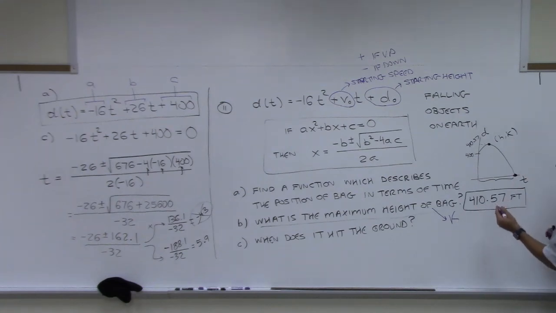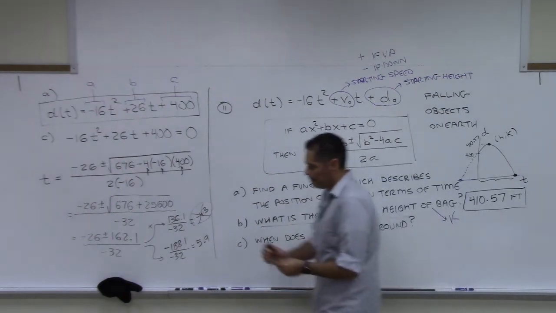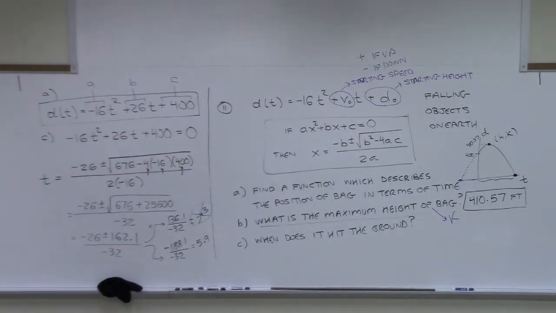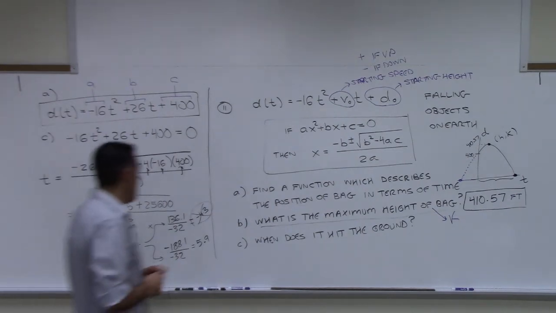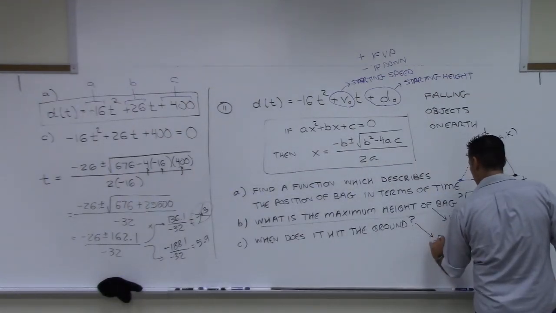Okay, so this parabola actually comes backwards this way and hits over here, if we were to draw the whole parabola. But because this is a bag being dropped out of a plane, I'm only looking at when time is positive. Where'd it go? Oh, there it is. Okay. All right, so my answer is 5.9 what? Seconds.